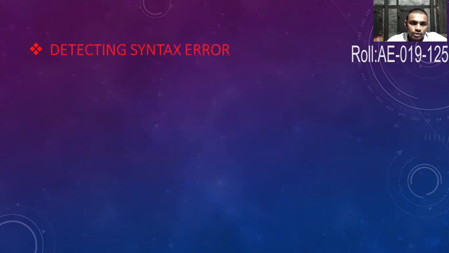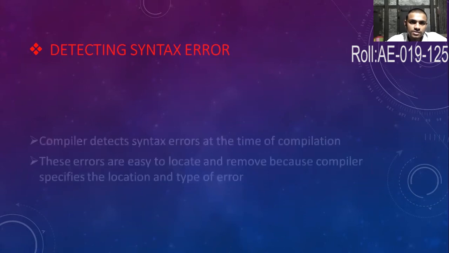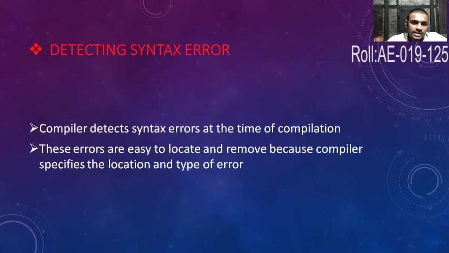So how does the compiler detect syntax errors? The compiler detects syntax errors at the time of compilation. These errors are easy to locate and remove because the compiler specifies the location and type of error.